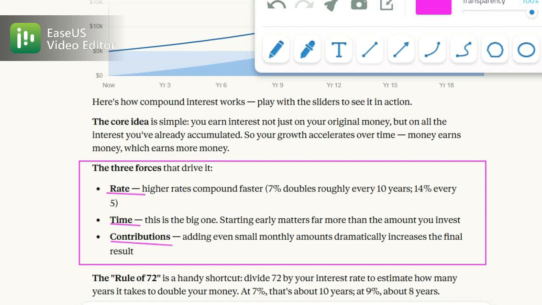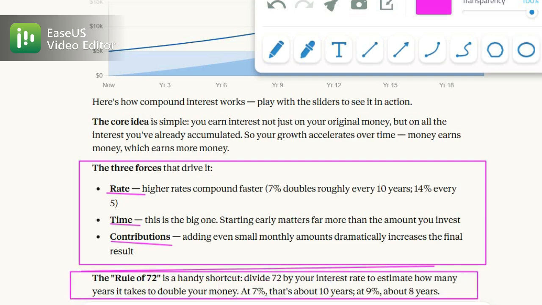And lastly we have the Rule of 72. This is a shortcut to estimate doubling time. Divide 72 by your interest rate. Let's say at 7%, 72 divided by 7 is roughly 10 years. At 9%, 72 divided by 9 means doubling takes 8 years. It's an easy way to quickly guess how fast your money grows: divide 72 by your interest rate, and you get how many years you have to wait for the money to double.